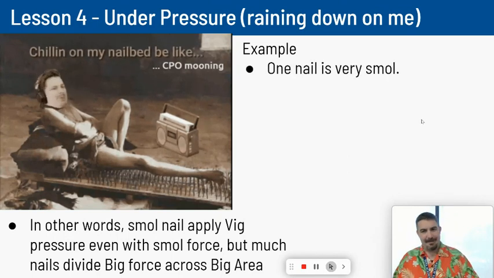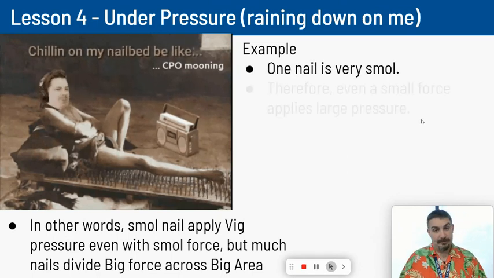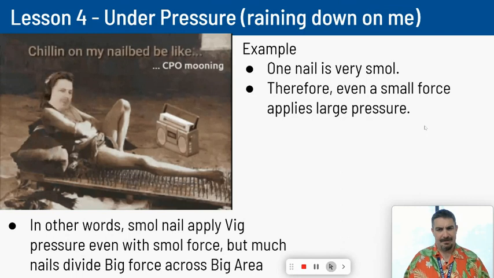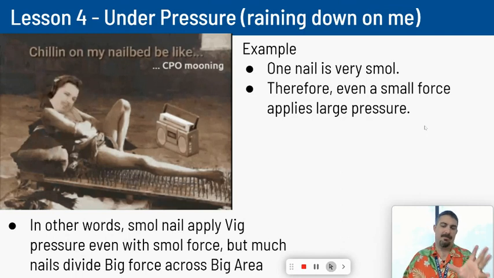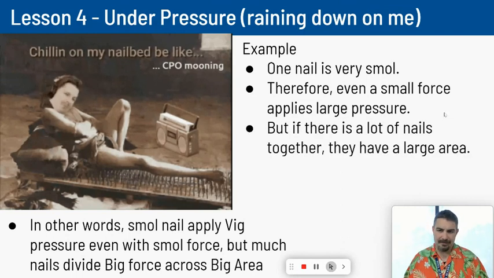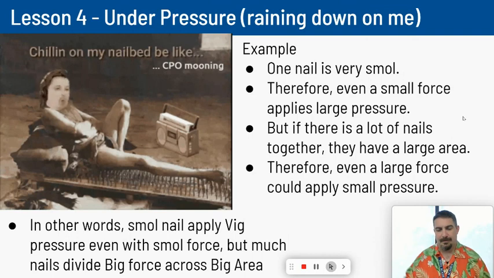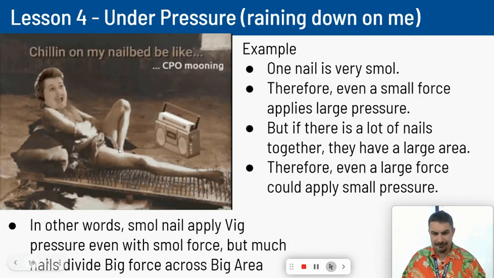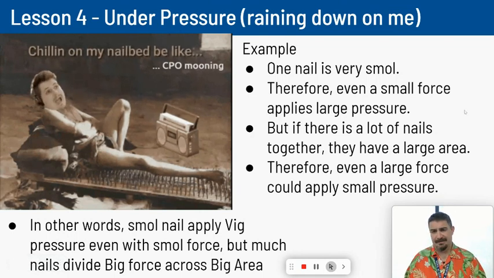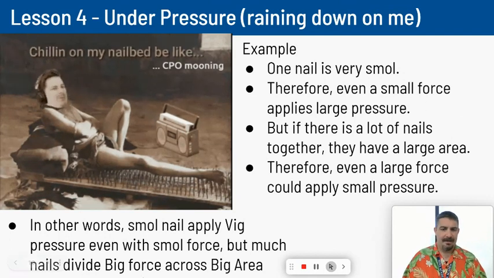All right, so we got an example here. The guy hanging out on a nail bed. So one nail, very small, and therefore even a small force can apply a large pressure. But if there's a lot of nails together, they have a large area, and therefore even a large force could apply small pressure. So this guy laying on this is fine, whereas like I talked about a few weeks ago, if you stepped on one nail, it'd go right through you.